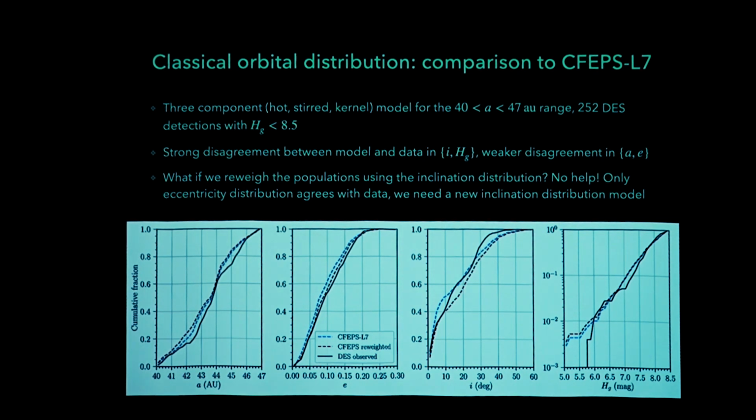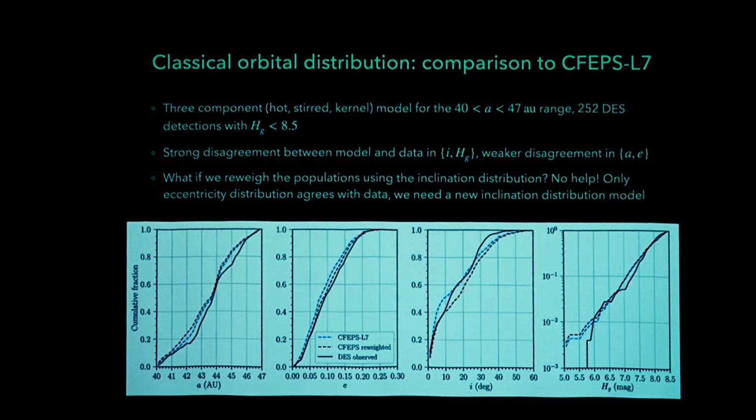And what we have is a very clear disagreement between the inclination distribution in the CFEPS model and the DES data. And so we ask ourselves, all right, is there a way that we can essentially fix the inclination distribution for this CFEPS model, reweight things so that it would match the DES data? And the answer once again is no. So in other words, our inclination distribution is completely incompatible with the CFEPS model. And considering that we're going to very high values, it's kind of not a surprise that we're seeing different things here.